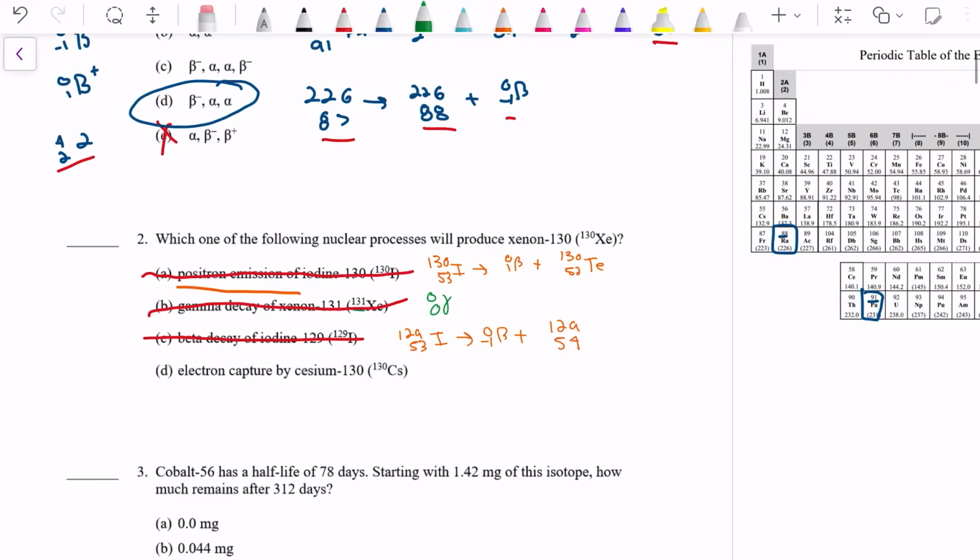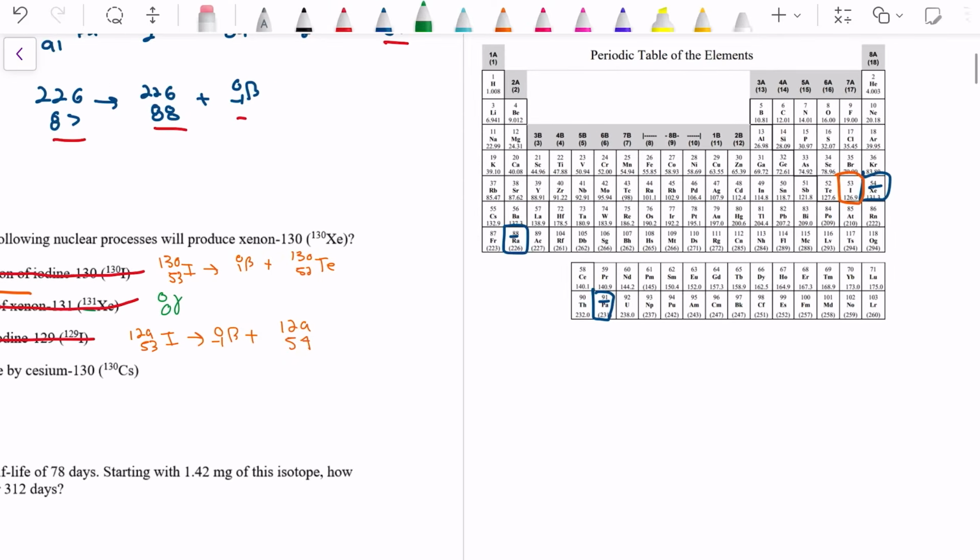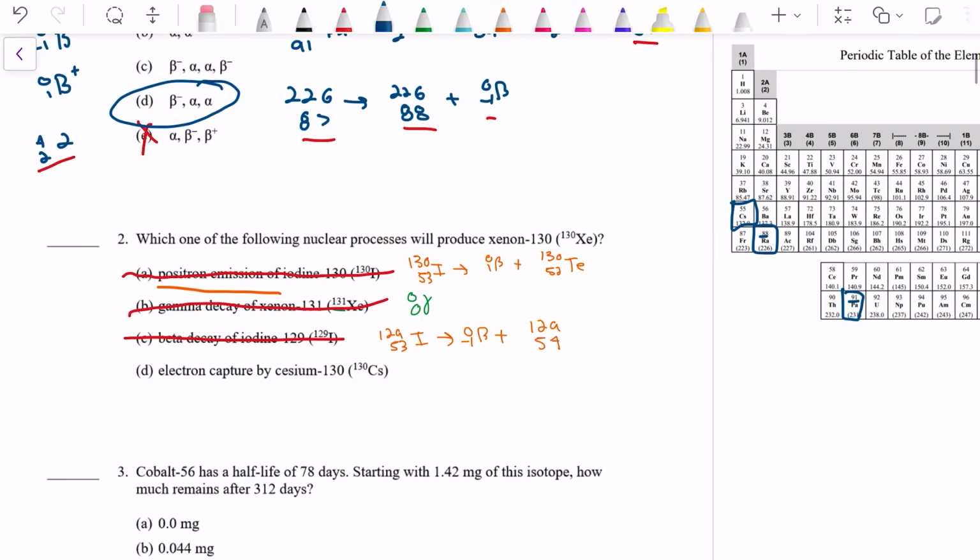Let's try D, electron capture of cesium-130. Cesium is right there, it's group 1. If we write this equation, we'll do green: cesium, mass number 130, atomic number 55, and electron capture is this.